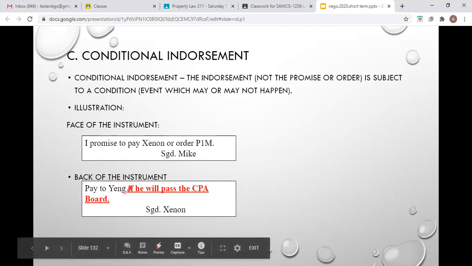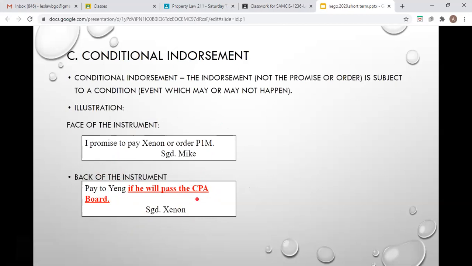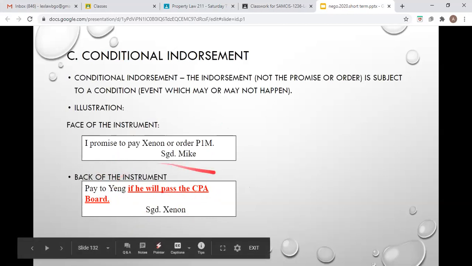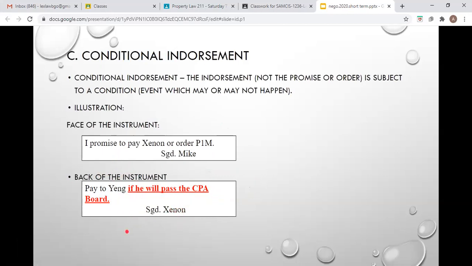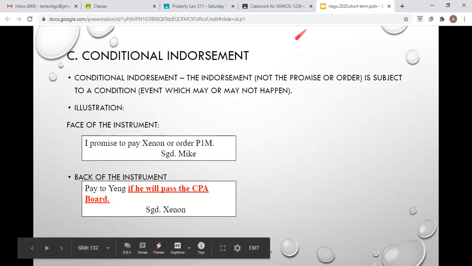Rather, the effect of that will retroact on the date when this endorsement was actually made by Shannon in favor of Yang. Sir, yung first na situation mo kanina, yung sinabi mo na if Yang will not pass the CPA board, considering that Yang is just holding it as a mere trustee, ano ngayon ang pwedeng gawin? Sabi natin kanina, Yang is now duty bound to return that to Shannon. But how about if for one reason or another, Yang refused to return the same? Can Shannon now file a complaint against Yang for the recovery of the 1 million? Obviously, the answer is yes, because otherwise, there will now be a case of unjust enrichment.